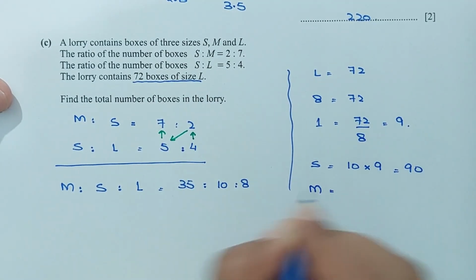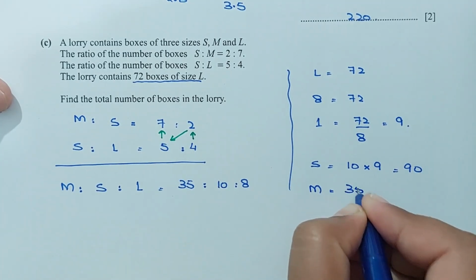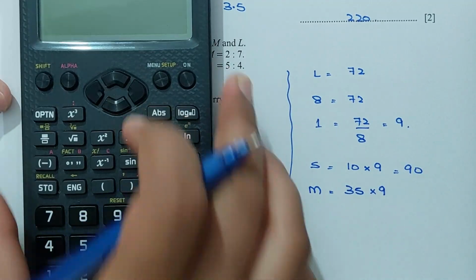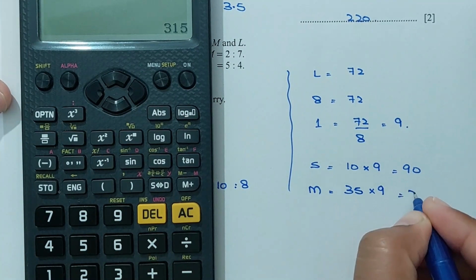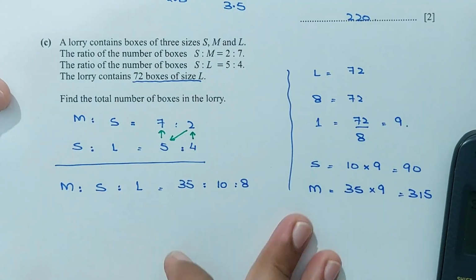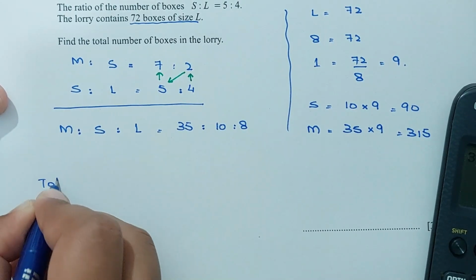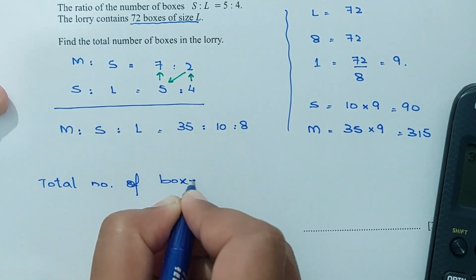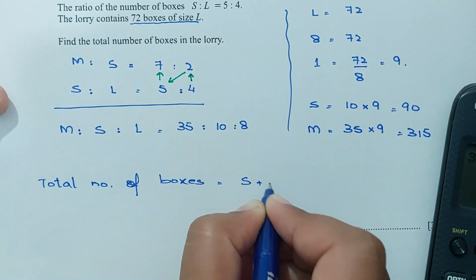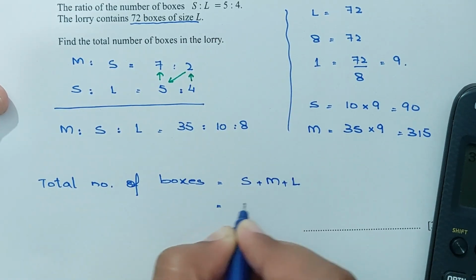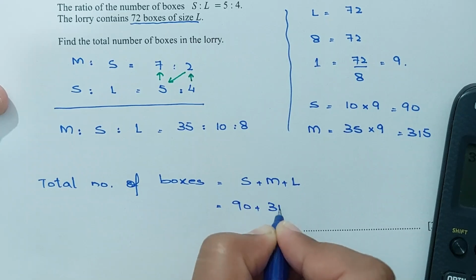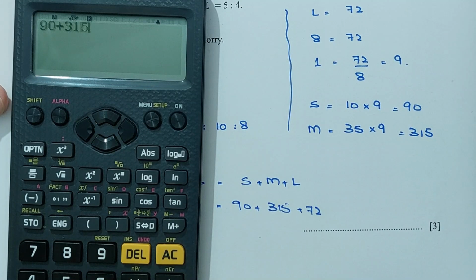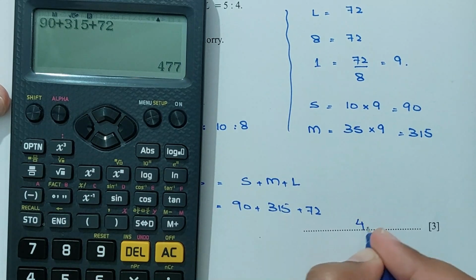And what is for M? M is 35. What is 35 equal to? To get 35, we have to do 35 times 9, which is 315. Okay, now the total number of boxes we have to calculate. Total number of boxes is S, M, and L. So S is 90, M is 315, and L is given as 72. 90 plus 315 plus 72 is 477.